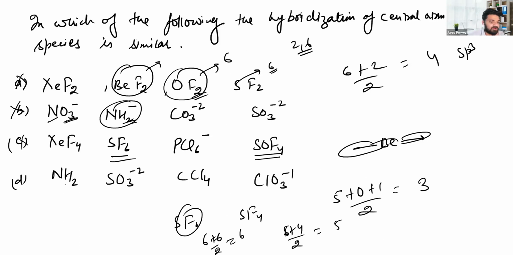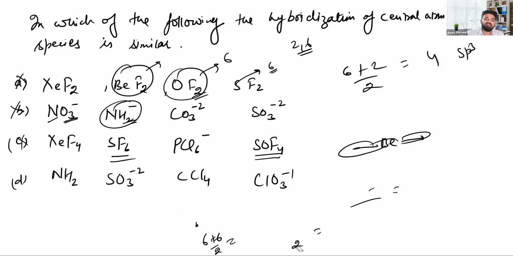Here the division by 2 is common. Just add the numbers, because when you divide by 2 you will get the same. So just check the numerator. If the numerator value is the same, then the hybridization will be the same. Because if you divide 5 by 2, or if you are getting the same numbers in everyone, then divided by 2 will also be the same.